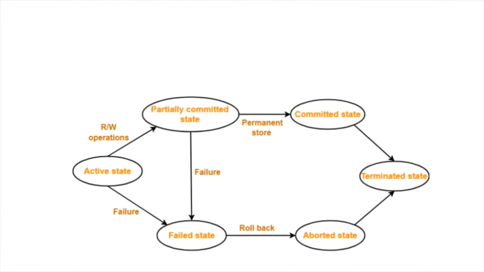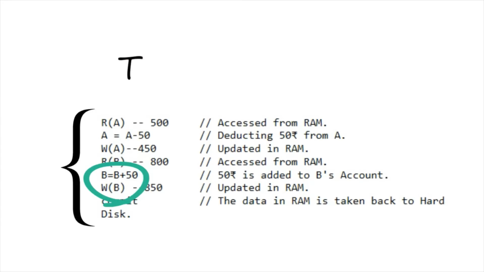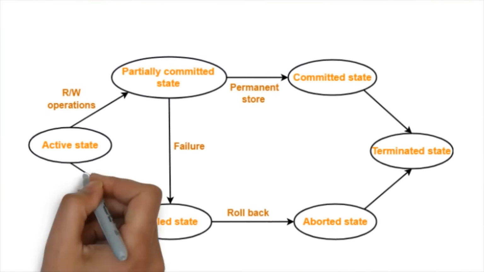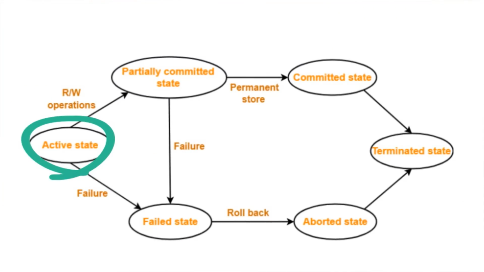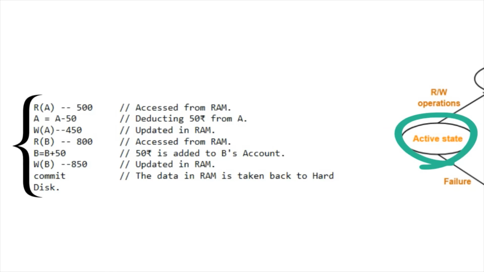Now come to the life cycle part. Whenever I'm talking about a transaction, say T, this transaction goes through different states. The first state of the transaction is known as the active state. A transaction in the active state is executing all the instructions of its own operation. Now, here you have to understand one point. All the changes made by the transaction are stored in the buffer in the main memory.